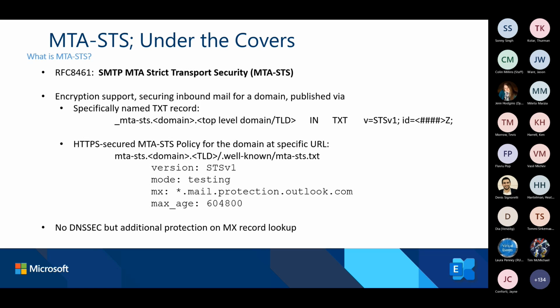This is available at _mta-sts, and then your domain, and then the top level domain. The contents of the TXT record is the policy version, so the version is STSv1. The version v1 is the only version supported right now. And then the policy ID, which is just a number that is unique to your domain.